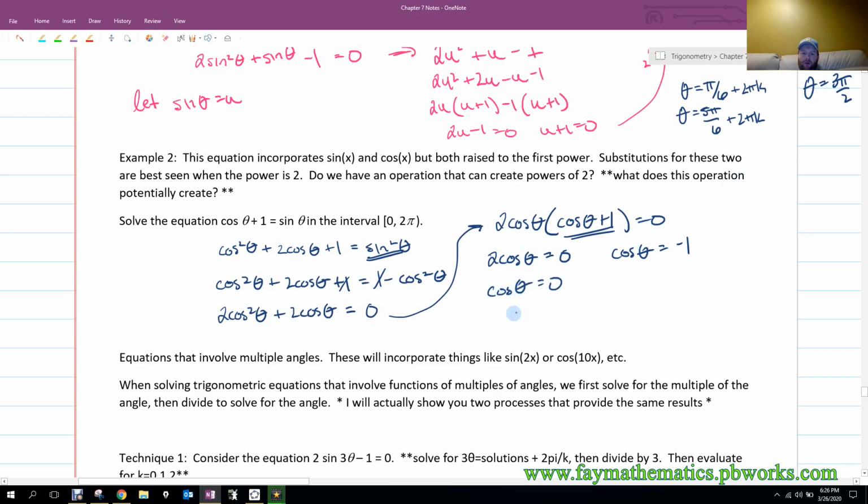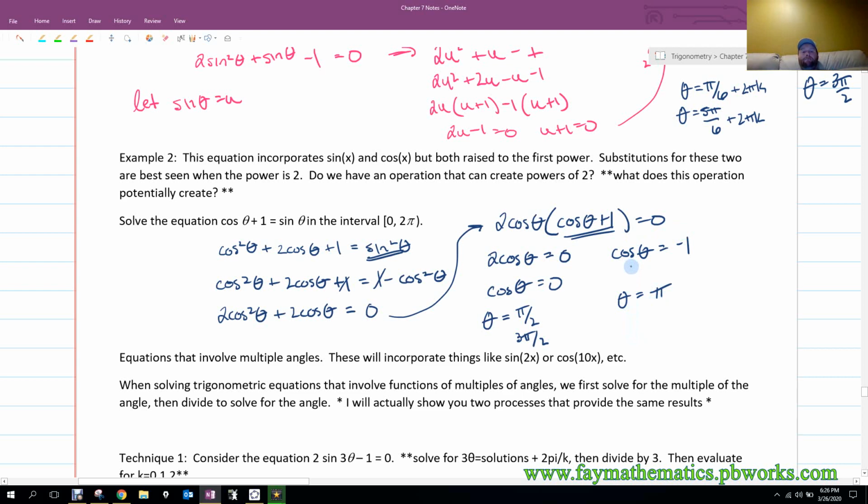So now I've got to just think about the unit circle. When is the cosine equal to 0? Well, on the unit circle, that happens at theta being pi over 2 and 3 pi over 2. And here the question is, when does cosine of theta equal -1? Well, when is the x value -1? That's going to be at pi. So those are my potential solutions.